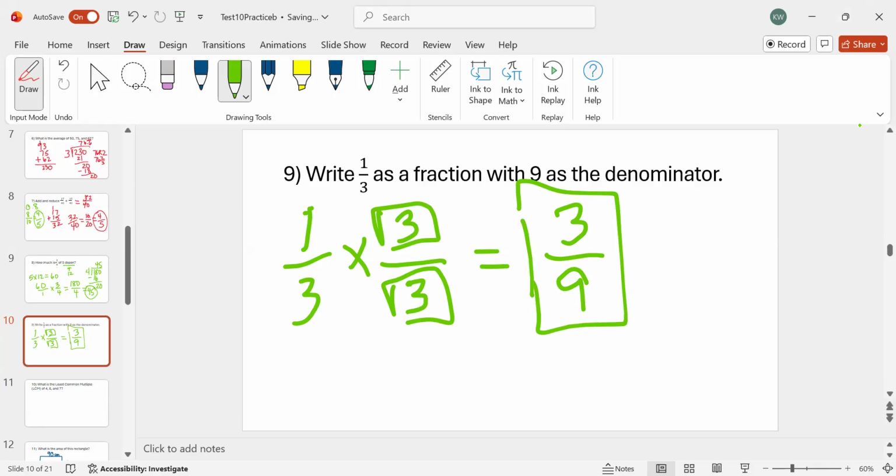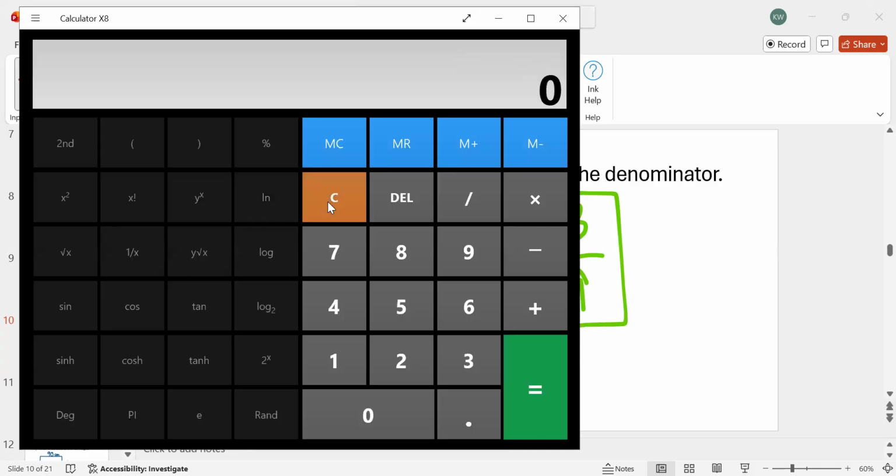Okay, if you're going to do that with the calculator, you might just have to type your answer with the calculator. Let's see. So if you start with 1/3 and you want to have 9 in the denominator, you could figure out what's in the numerator by saying, okay, what is 9 times 1/3?